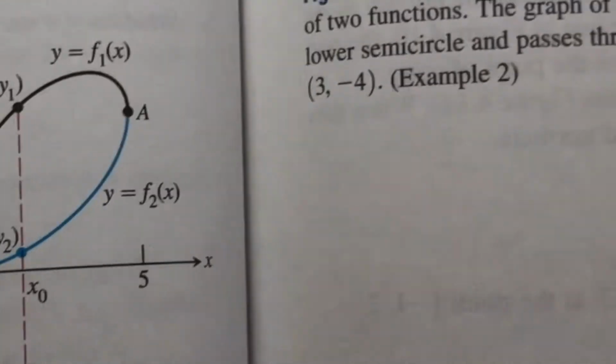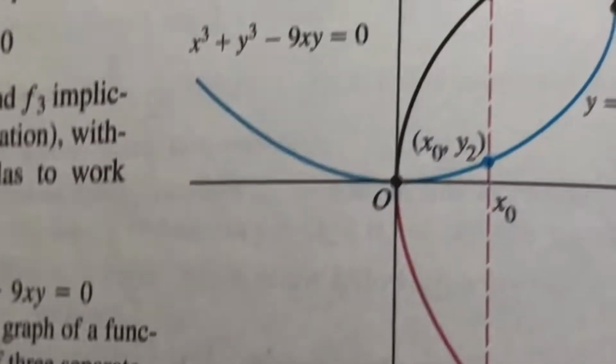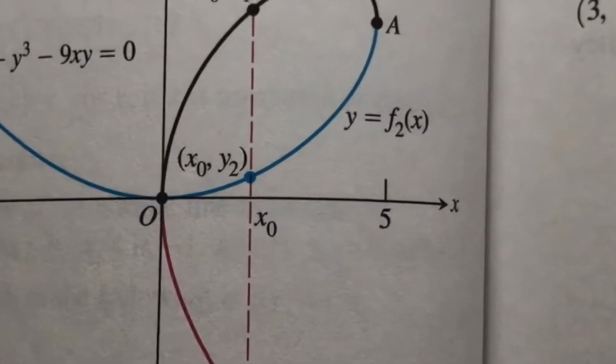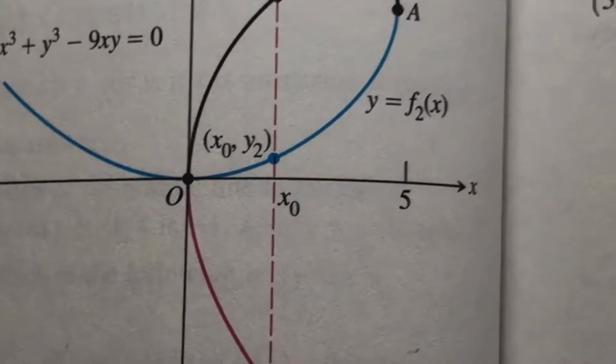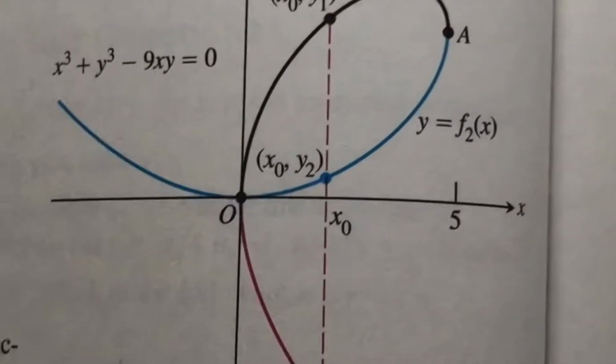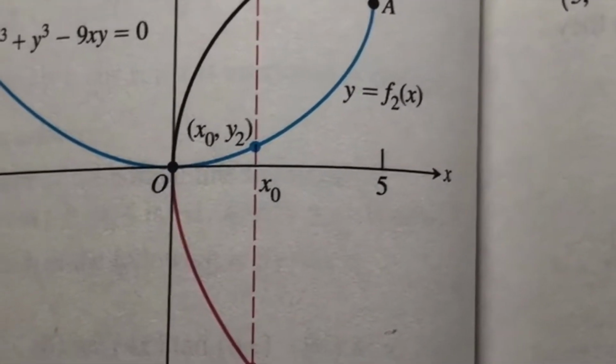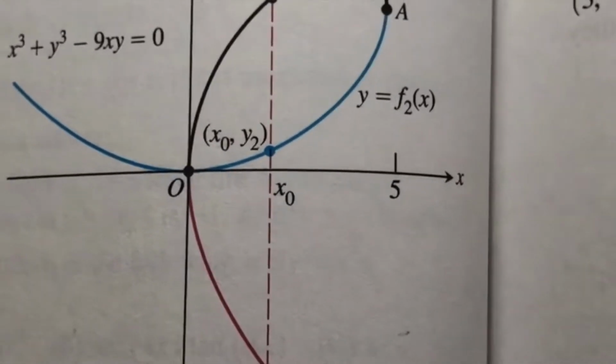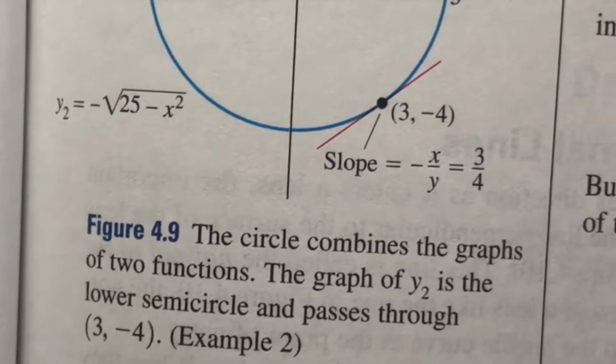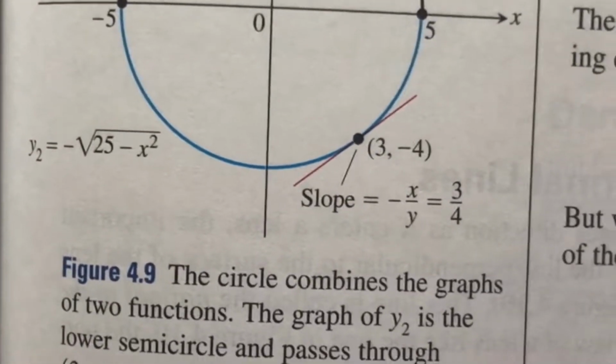And here are the 3 graphs, which are also very important related to implicit differentiation. So let's see this graph first. And this graph, although not the graph of a function, is the union of the graphs of 3 separate functions. And this one, the circle, combines the graphs of 2 functions.